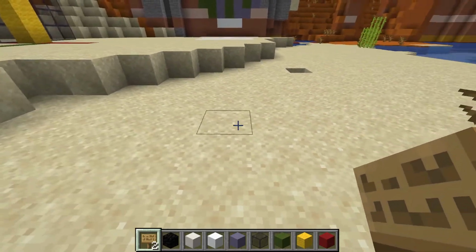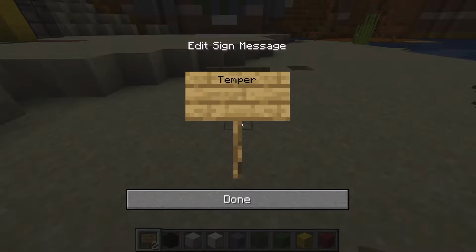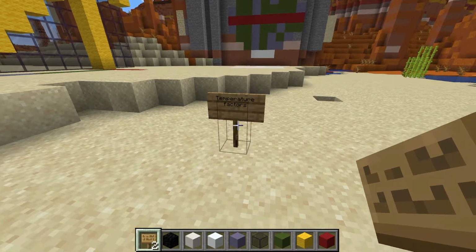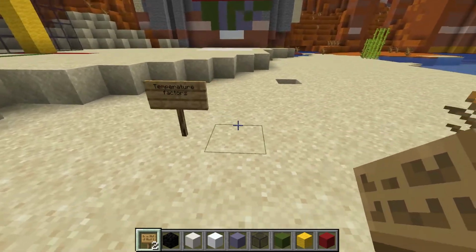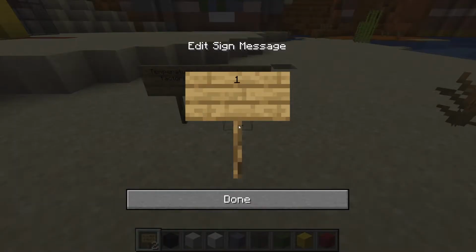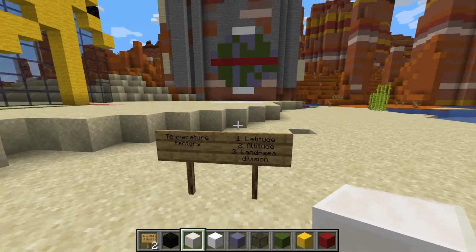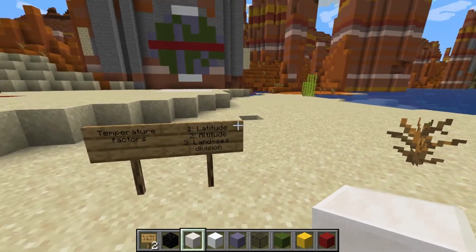We are talking here about temperature factors. And there are 3 temperature factors that we're going to talk about today. I'll write them down right here. So the first one is latitude. The second one is altitude. And the third one is land-sea division. That doesn't fit. Division. There we go. What they mean, you will find out in this video. So we will go over them.